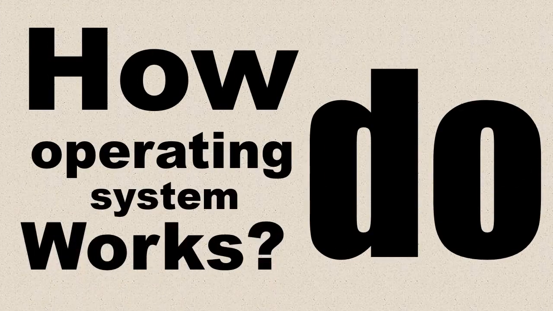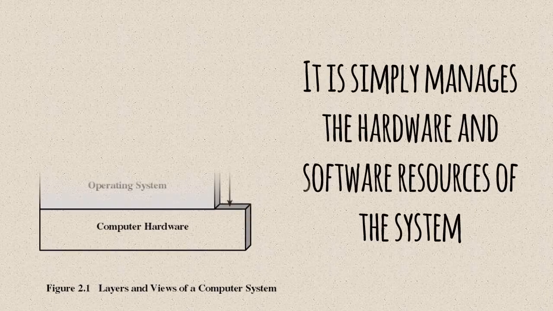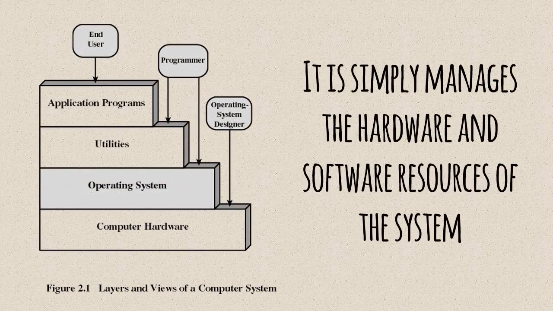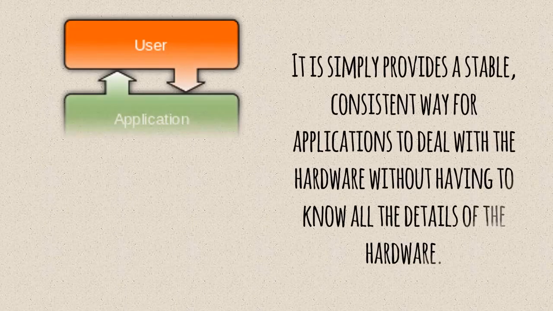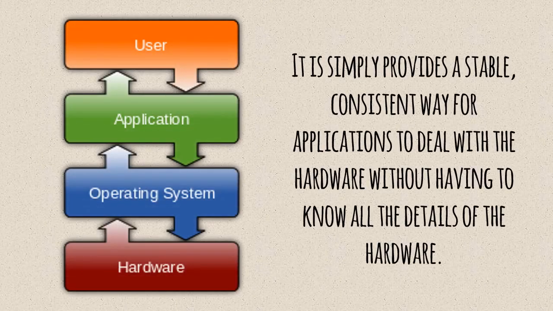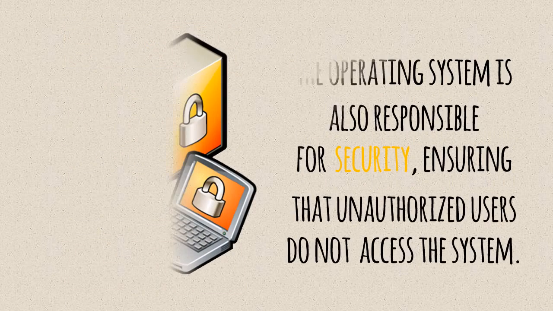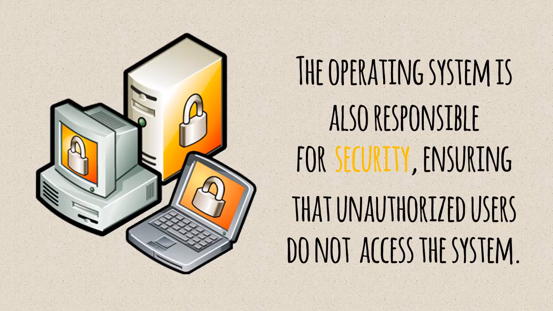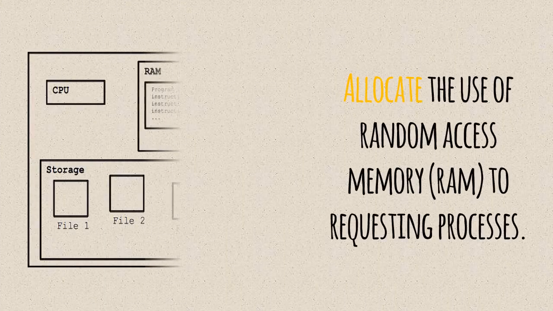Operating systems perform basic tasks, such as recognizing input from the keyboard, sending output to the display screen, keeping track of files and directories on the disk, and controlling peripheral devices such as disk drives and printers. It simply manages the hardware and software resources of the system. It provides a stable, consistent way for applications to deal with the hardware without having to know all the details of the hardware. For large systems, the operating system has even greater responsibilities and powers.